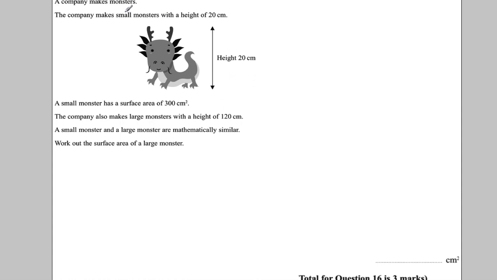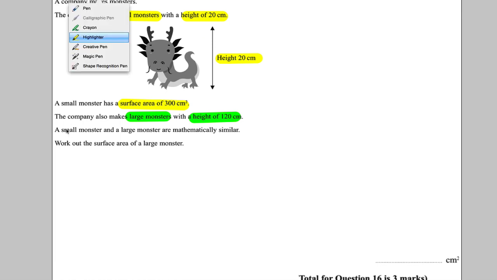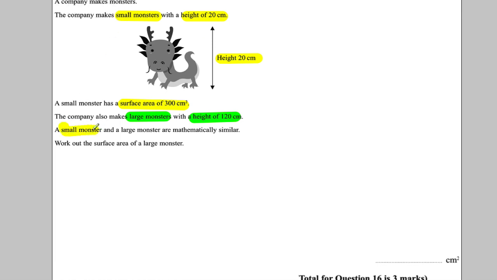Okay, this question was slightly different. It didn't give you the two pictures. It gave you all the details in some text. It said a company makes small monsters. Everything was small. I'm going to highlight in yellow. Small monsters, height of 20. A small monster has an area of 300. The company also makes large monsters, different color, height of 120. Small monsters, it says, and the large monsters are, here's the keyword, mathematically similar. Work out the surface area of the large monster.